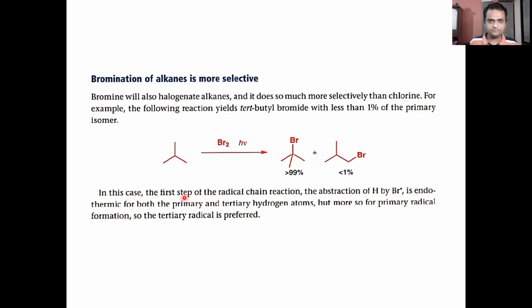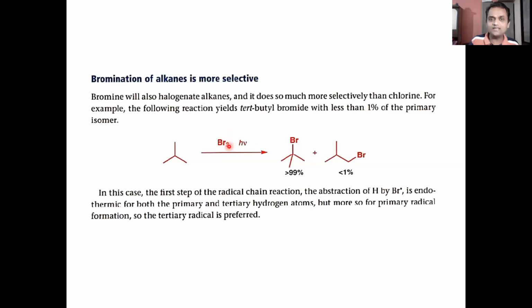When we consider primary and tertiary hydrogen atoms, the abstraction of those hydrogens by a Br radical is endothermic. Endothermic means heat is absorbed, but more so for primary radical formation. Whenever a primary radical forms after the abstraction of hydrogen, that process is more endothermic, so it requires more heat.